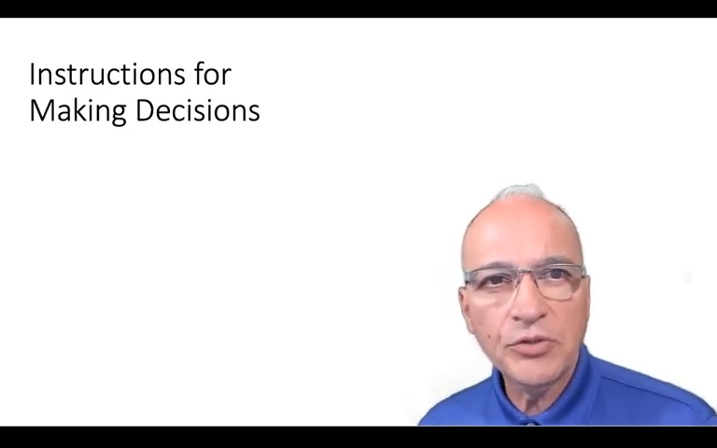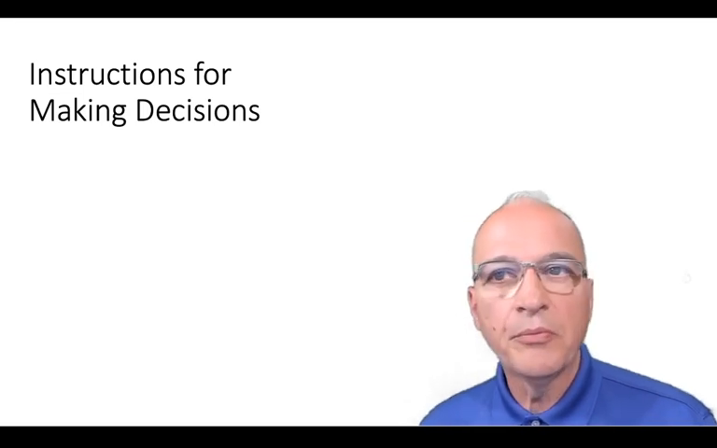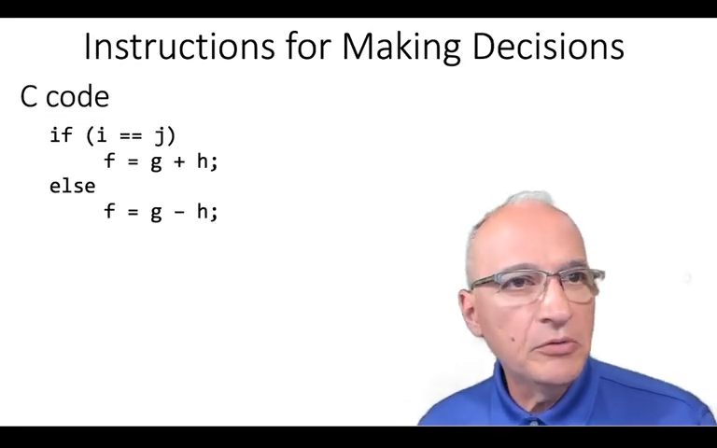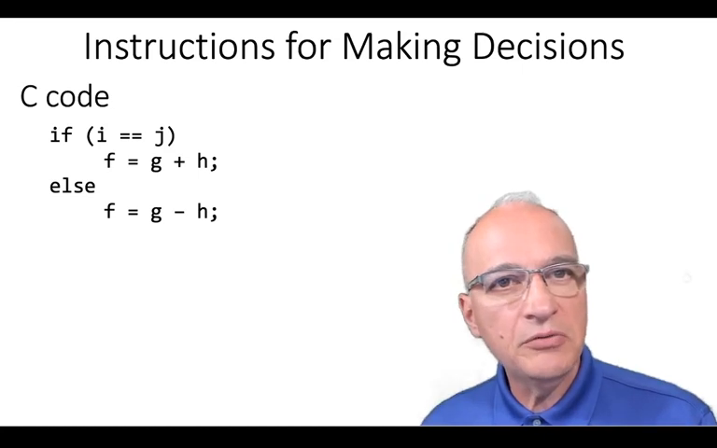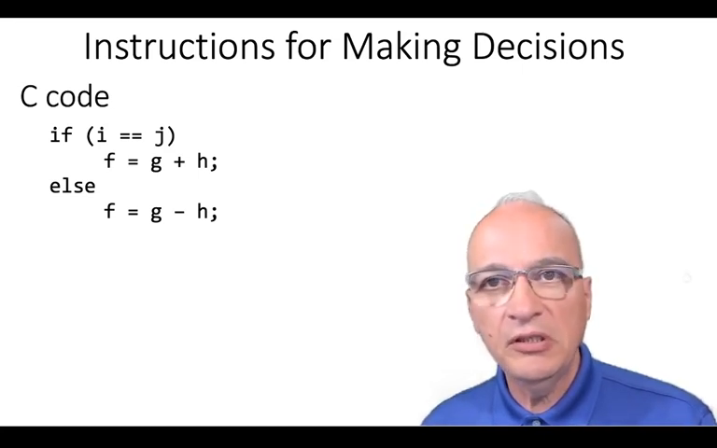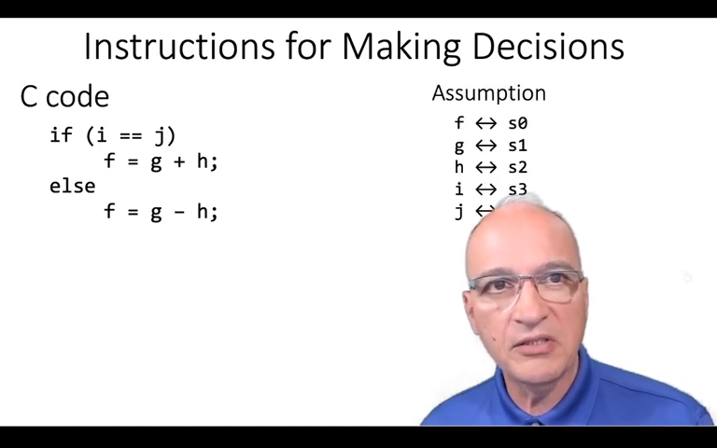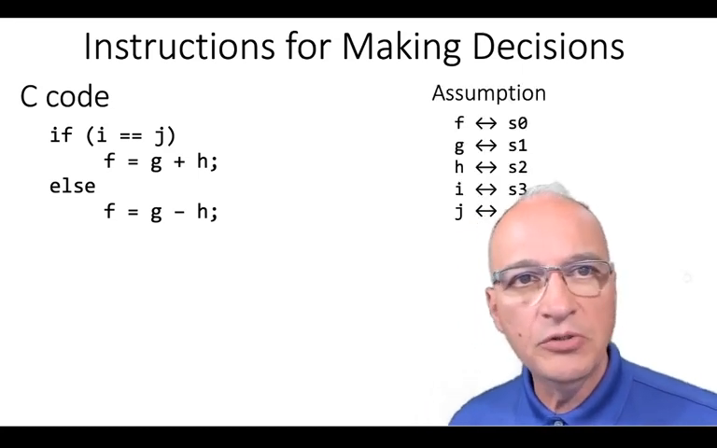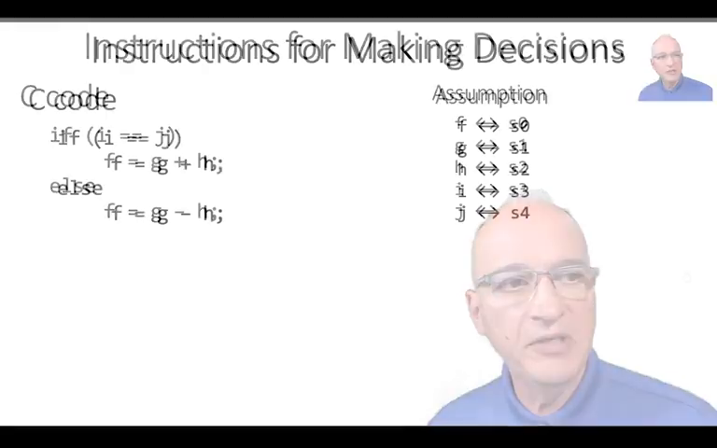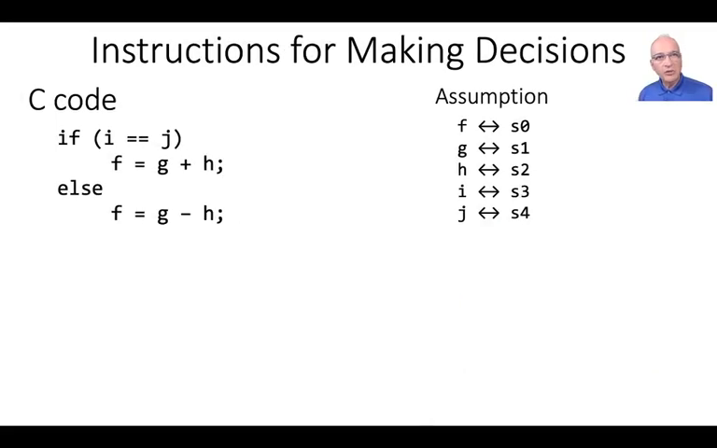In this part of the lecture, we will look at the format for instructions that are used to make decisions. A typical C code where you need to make a decision is where you are doing an equality test, like in this example, and then you do different operations depending on the result of the equality test. So if I look at this code in RISC-V, and let's assume that those are the registers where each one of the variables in the C program are stored.